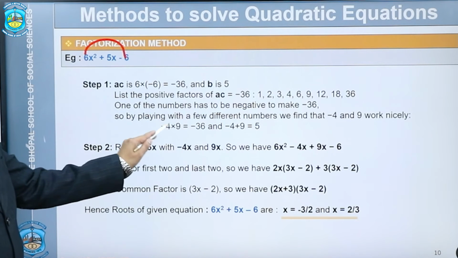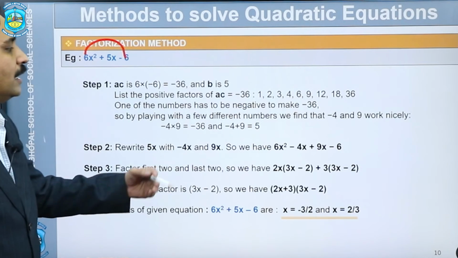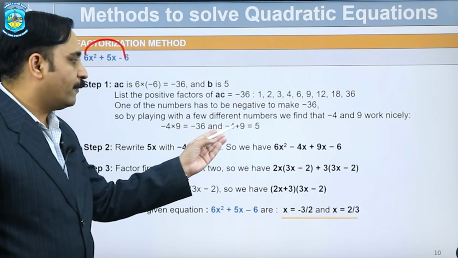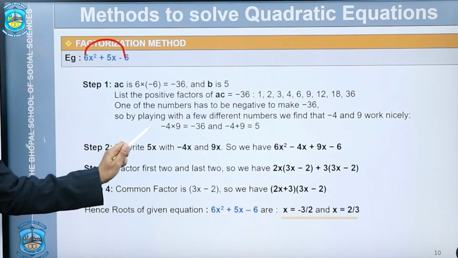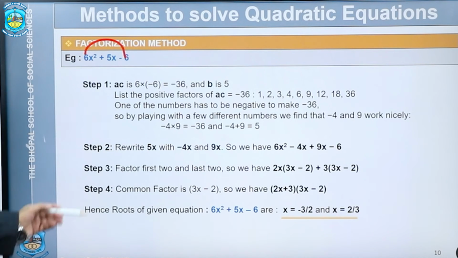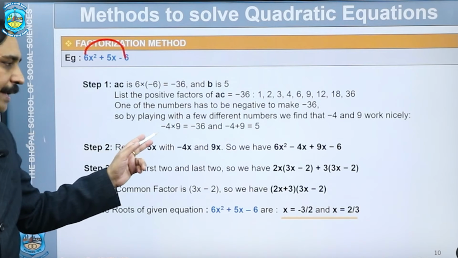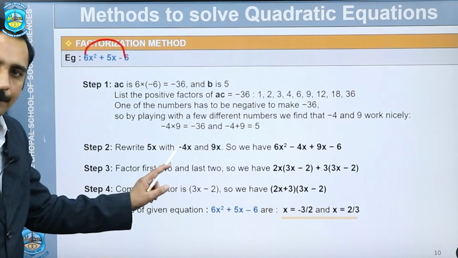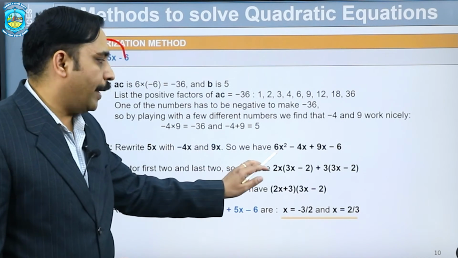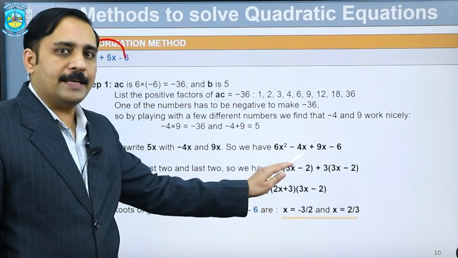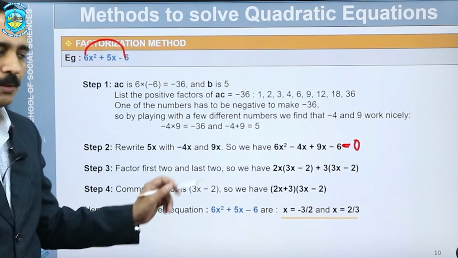So we have 9 and 4. If we do minus 4 into 9, we get minus 36. If we do again minus 4 plus 9, I will get the middle term 5, right? So we take minus 4 and 9 here. Now rewriting this middle term 5x in terms of the factors minus 4 and 9 as minus 4x plus 9x. So our equation becomes 6x square minus 4x plus 9x minus 6, it is equal to 0. This is understood that here we have equal to 0.